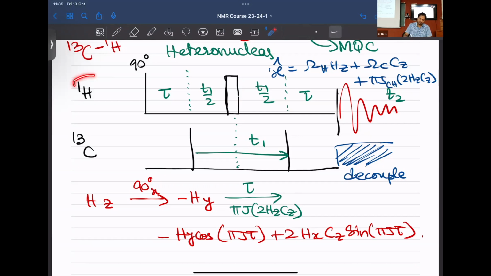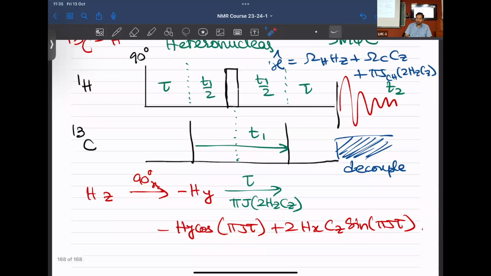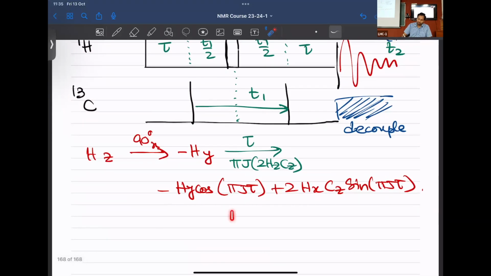We are trying to transfer the polarization from proton to carbon. If you want to do that, only this term has the carbon term; this does not. Can any of you tell me what we should set tau to, to ensure only this component exists? Good. So tau should be set to 1/2J, and therefore this part will go to 0. This part will remain 2HxCz.